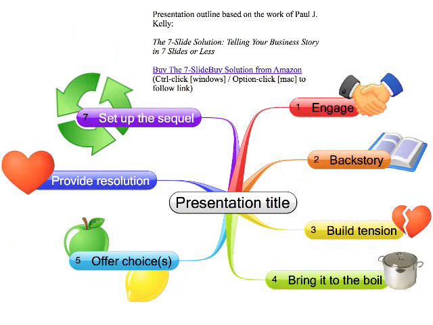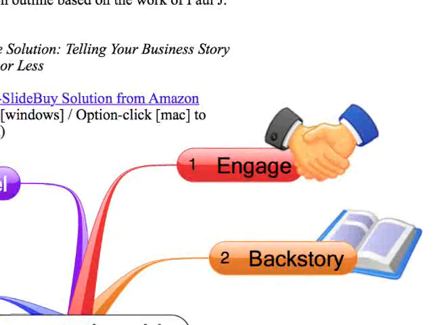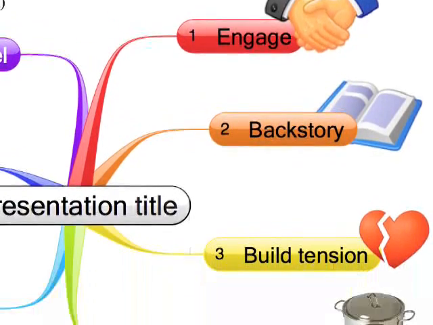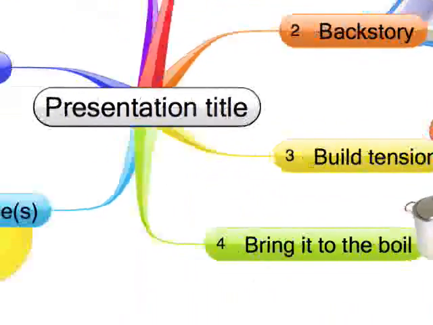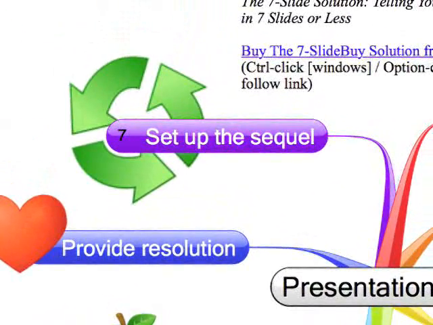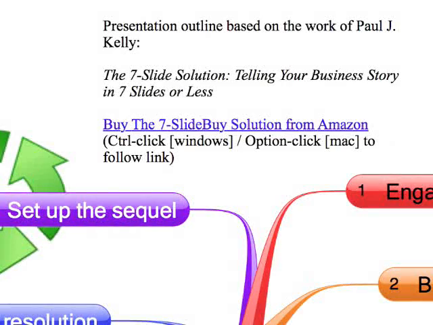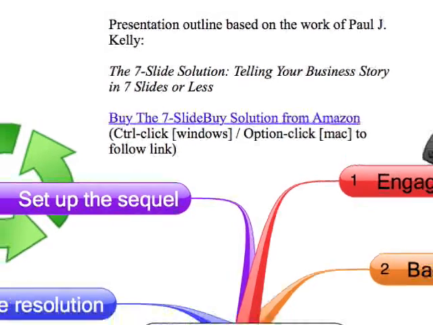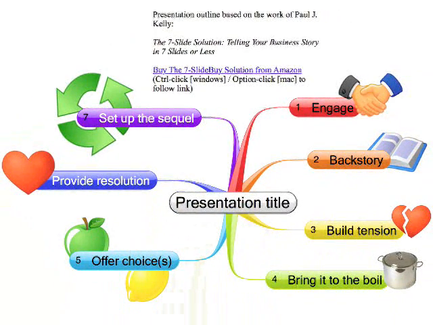This is from the book The 7-Slide Solution by Paul Kelly. The outline on this one is to engage, tell the backstory, build tension, bring it to the boil, offer choices of solutions, provide resolution, and then set up the sequel. The link to Amazon.com is built into the template. These templates may very well suit your needs, and if so, I encourage you to use them.